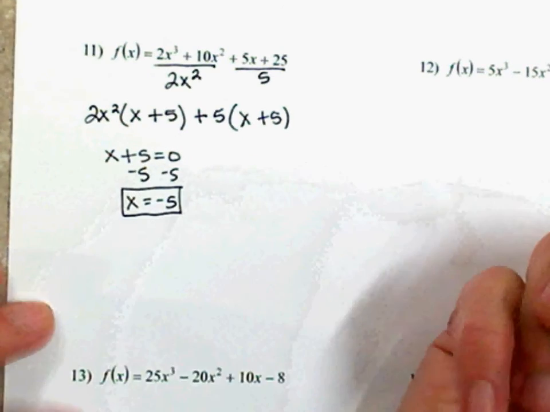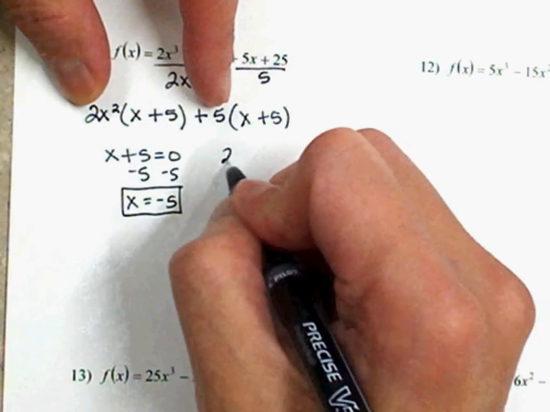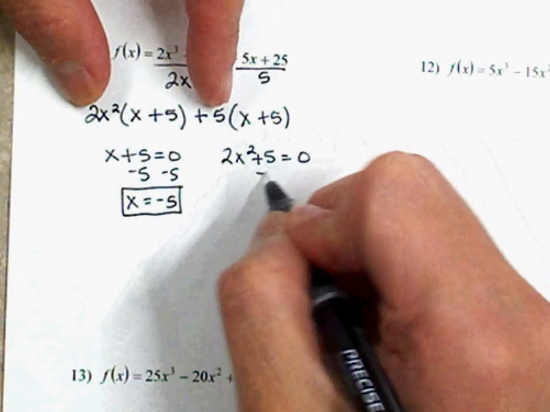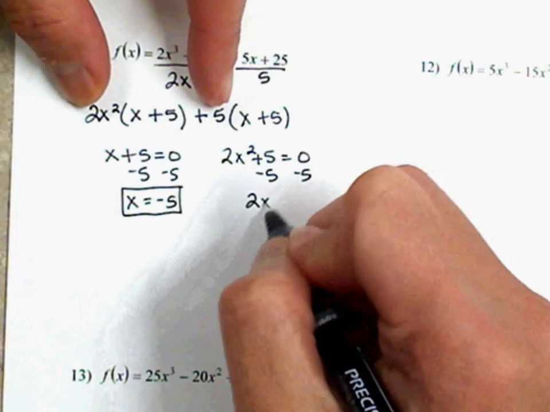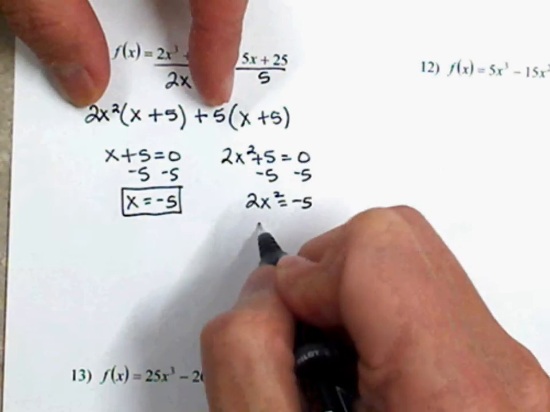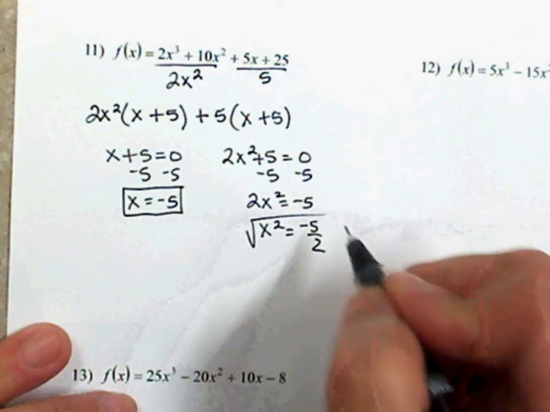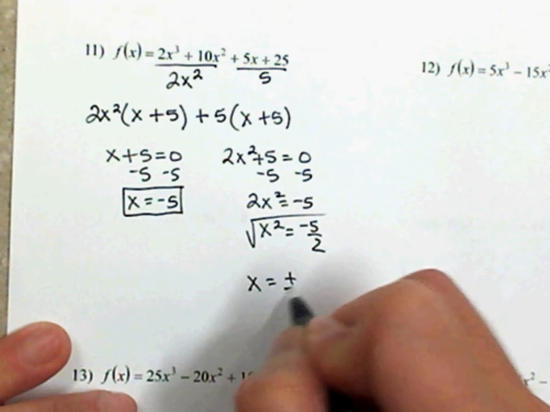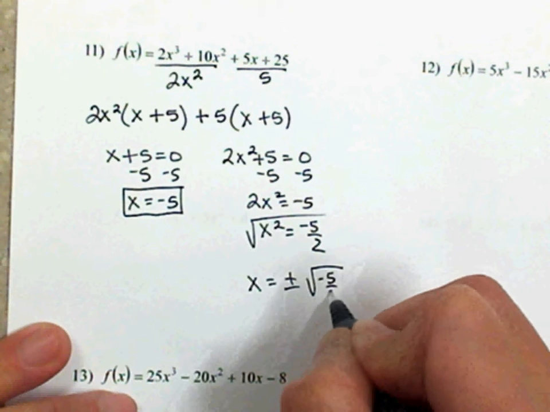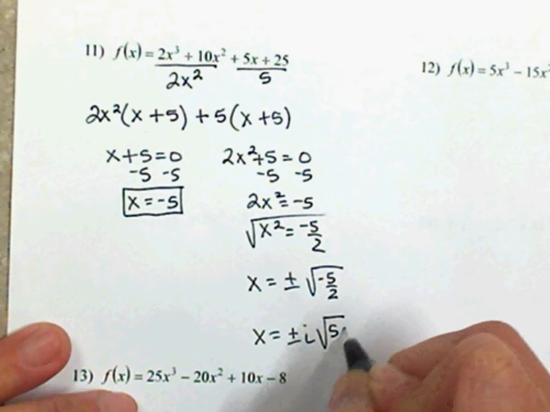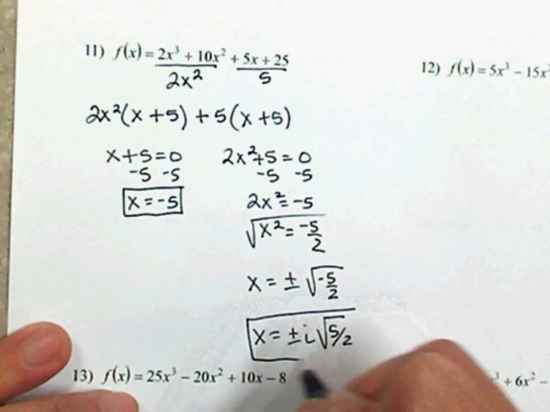Keep what's different. 2x squared plus 5. Set that equal to 0. Subtract 5. Divide by 2. Okay. Take a square root. So x is plus or minus square root of negative 5 over 2. Bring out your negative. And you can leave your answer in that form, even though you should rationalize.